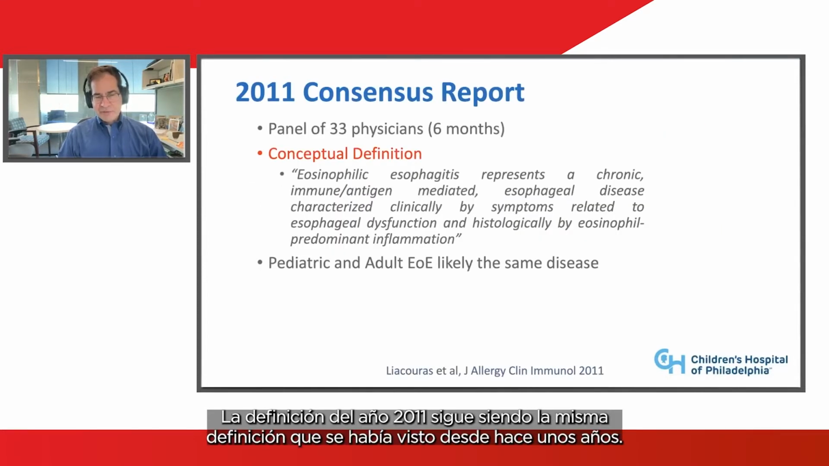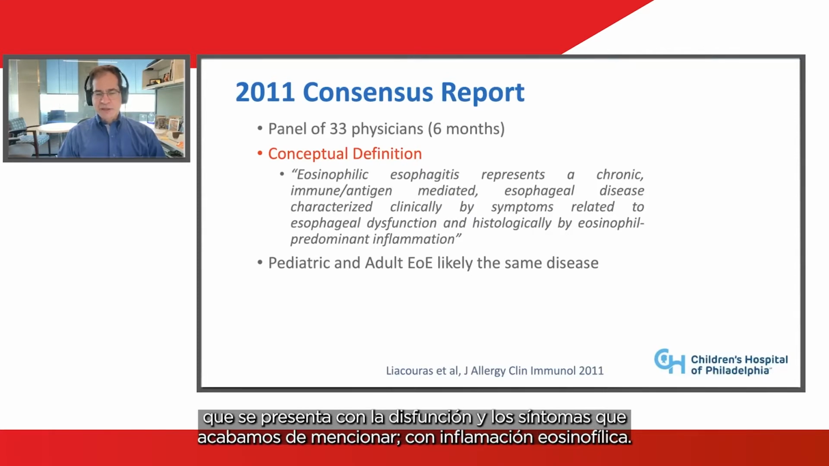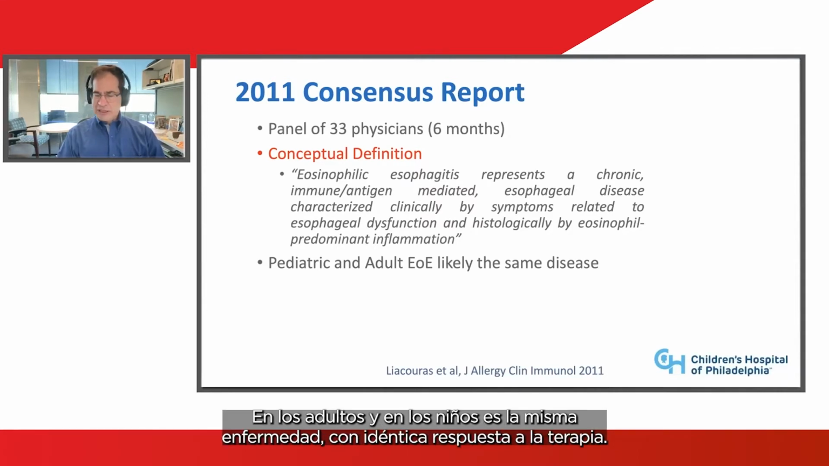The definition from 2011 is still the same definition. There's been a minor tweak, which we'll go over in a minute, but it is a chronic antigen-mediated disease, and it's a food trigger. You get an esophageal disease with dysfunction, which causes the symptoms we just talked about, and you get eosinophilic inflammation. Adult and pediatric is the same disease. The response to therapy is identical.